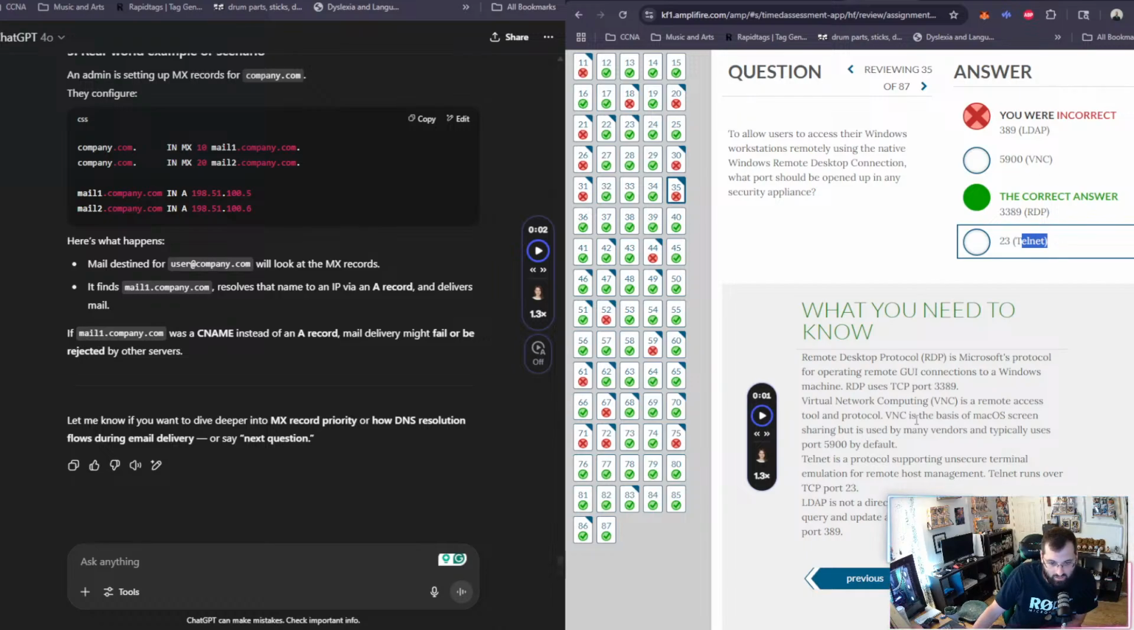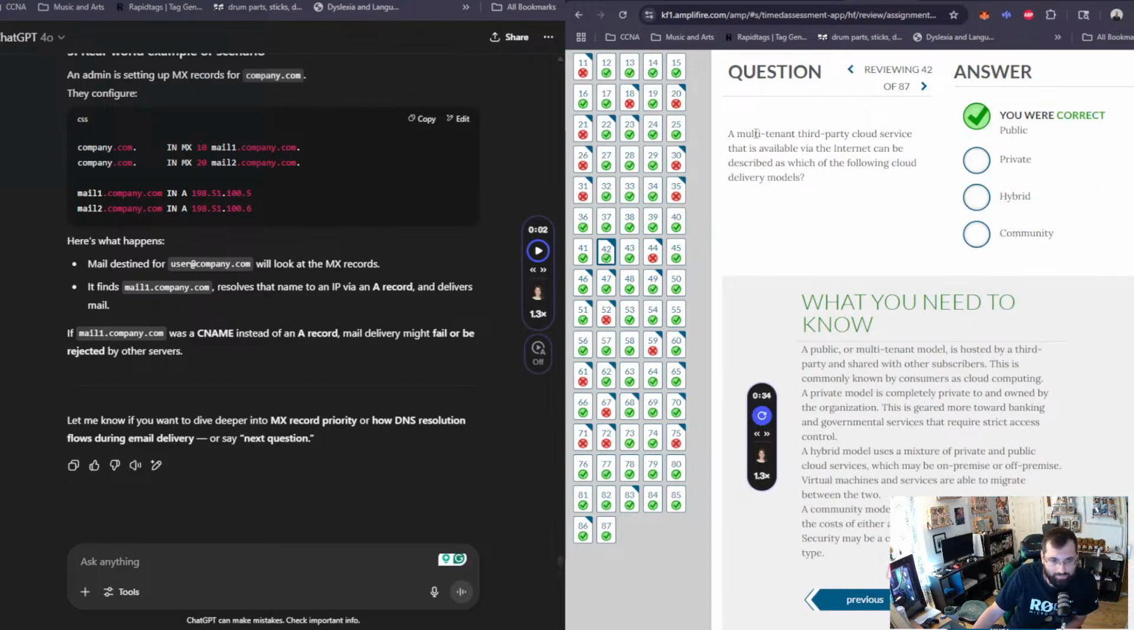What is VNC? Virtual Network Computing is a remote access tool and protocol. VNC is the basis of Mac OS screen sharing. Really? Okay. And then this is not a direct standard, but a protocol used to query and update directory for UDP. So I picked the throwaway is what I picked. Okay, 42.